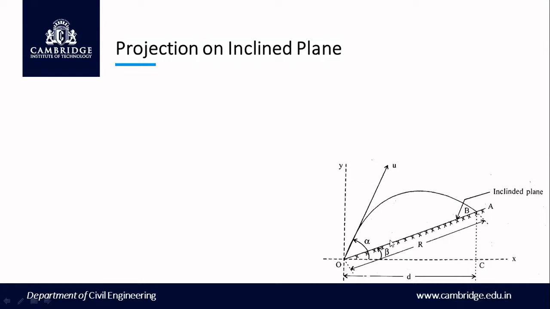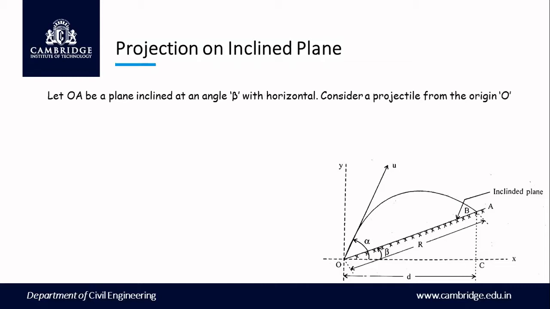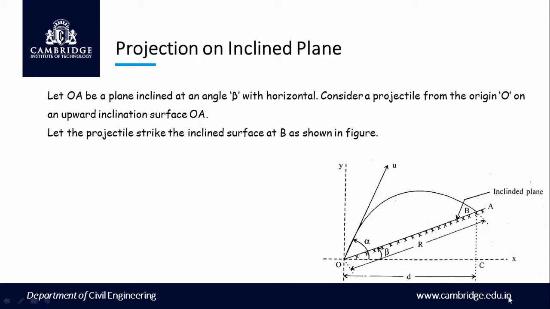So this inclined distance, what you see, OB, is the range, and this projectile is thrown at an angle of alpha with respect to horizontal, and this plane ground is inclined with an angle of beta. We'll see one by one what it is, the definitions here. So let OA be a plane inclined at an angle beta with horizontal. Consider a projectile from the origin O on an upward inclined surface OA. Let the projectile strike the inclined surface at B as shown in the figure.